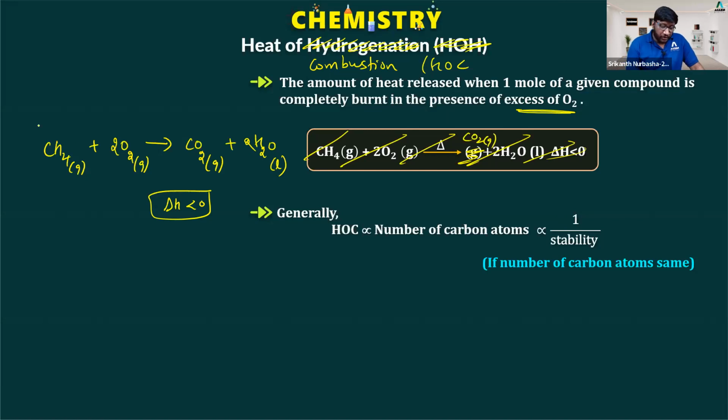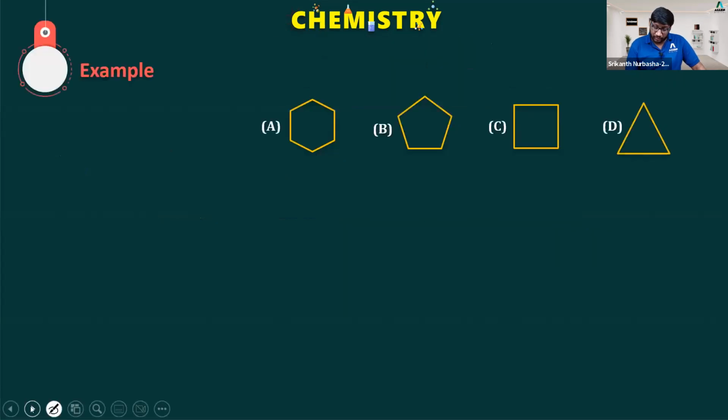If more carbon atoms are there, carbon-carbon bond cleavage requires energy, so more energy is going to be released. So the more the number of carbon atoms, the more the heat of combustion. And if the number of carbon atoms is the same, then you have to look at stability. Heat of combustion is inversely proportional to stability.